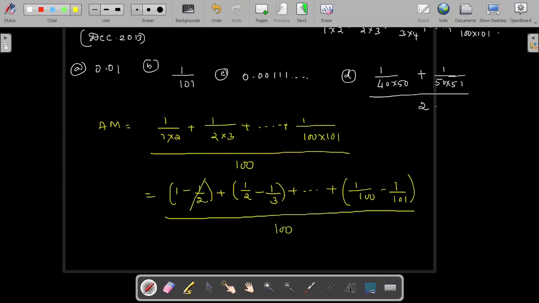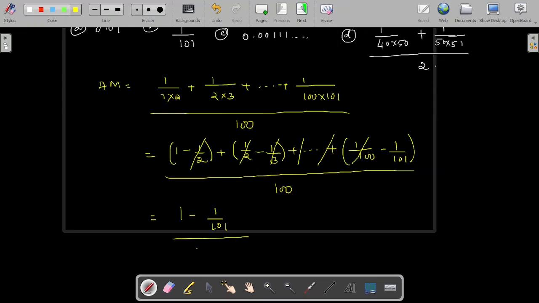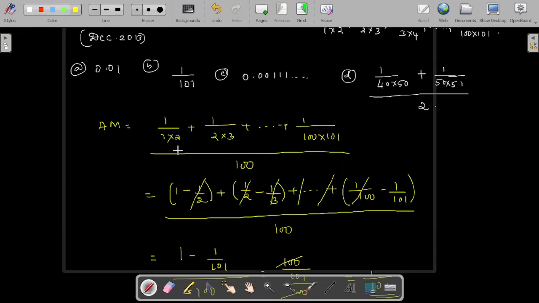Now what happens? The second term and the third term cancel. Similarly, minus 1 by 3, the next term will be plus 1 by 3, which cancels. Here you have minus 1 by 100, here you have plus 1 by 100. All those terms will cancel. That is equal to 1 minus the first and the last term, 1 by 101, whole divided by 100. So when you simplify this, 101 minus 1 is 100, divided by 101, whole divided by 100. So this cancels, giving 1 by 101. Therefore, the second option is the answer.